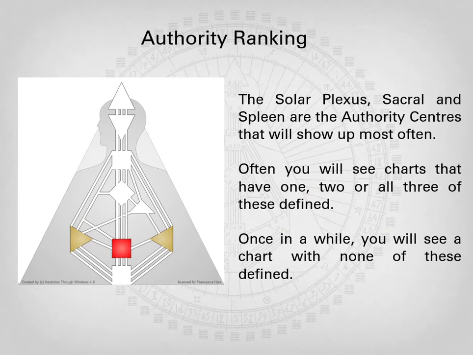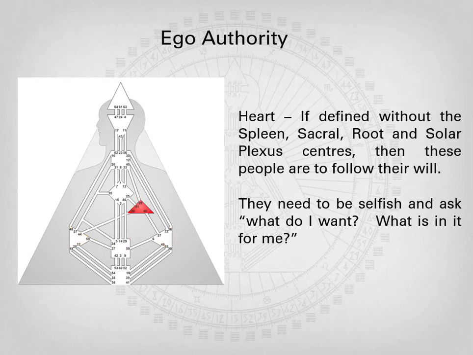So remember that everything defers to the solar plexus, even if you have the sacral voice giving you an aha, or the spleen saying no way. For important decisions, waiting out the emotional wave is the path to correct decisions. If you have none of these defined, we next go to ego authority. Ego is also known as the heart center, and if it is defined without the spleen, sacral, or solar plexus, it is the authority, and if you have this, you will follow your will.